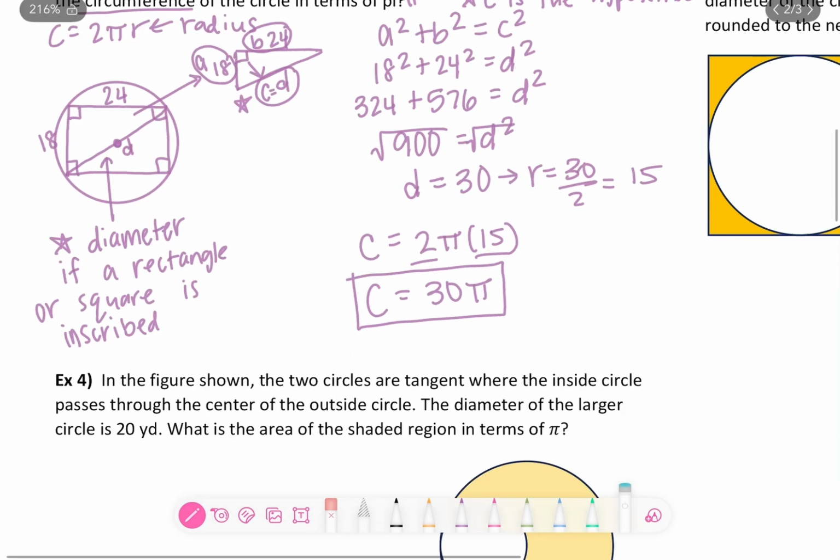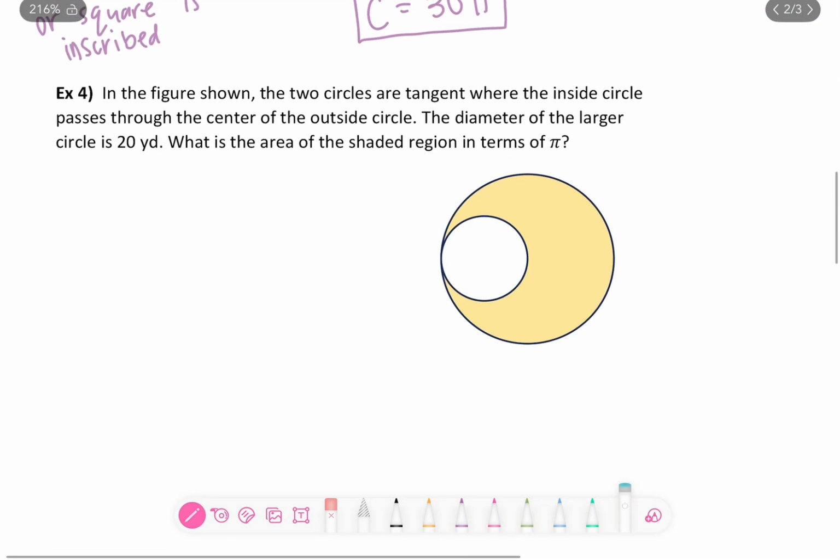All right, perfect. Example 4. In the figure shown, the two circles are tangent, where the inside circle passes through the center of the outside circle. The diameter of the larger circle is 20 yards. What is the area of the shaded region in terms of pi?